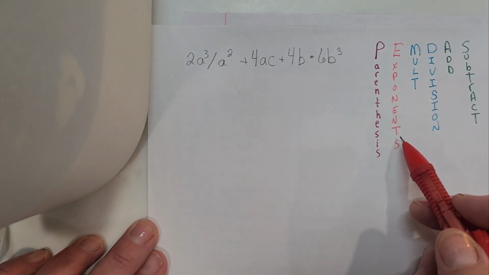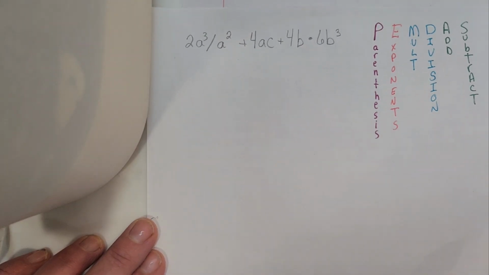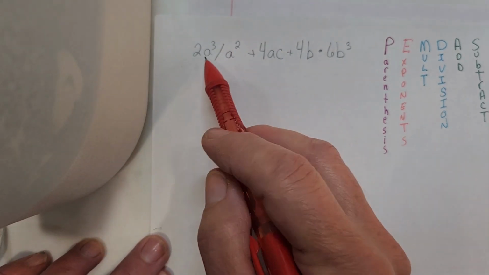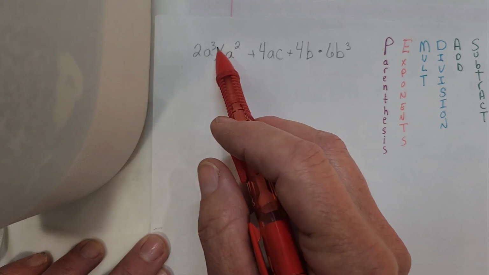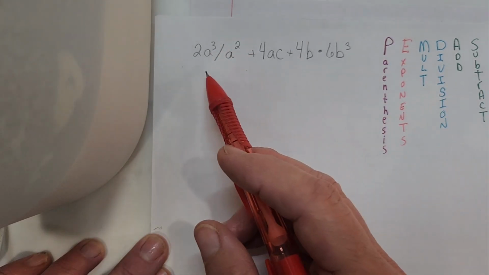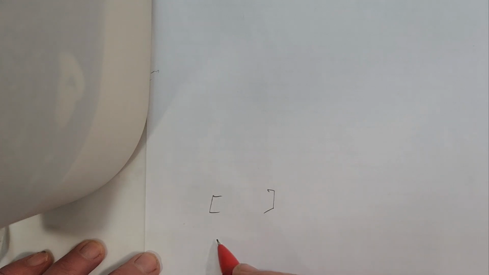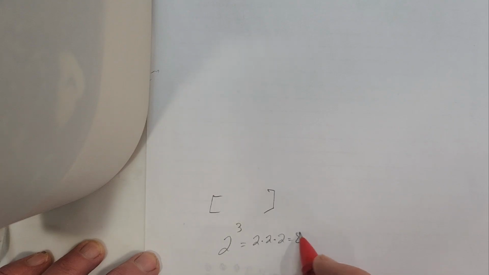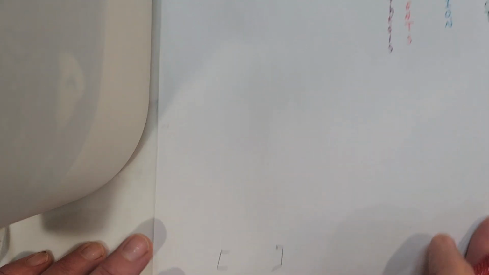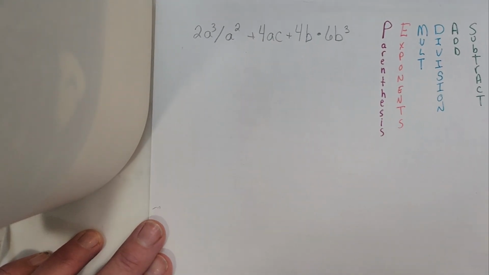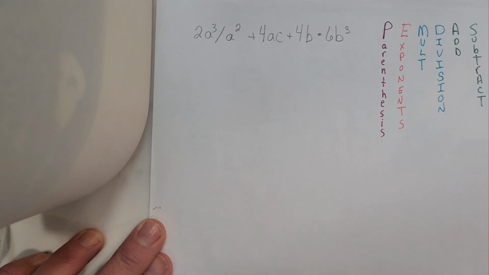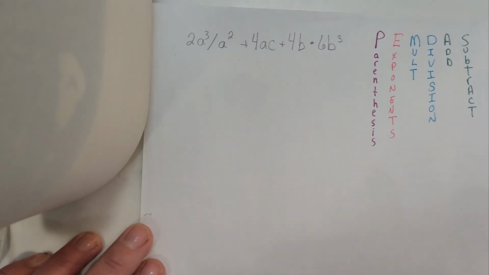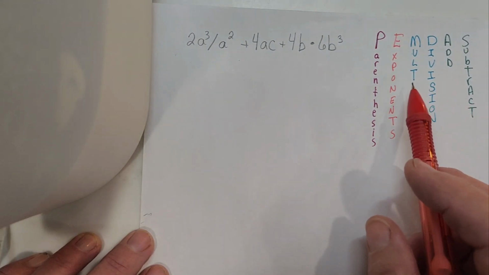Exponents would be the next thing. That's what they mean by exponents: if you have something like 2 to the third power, which is going to be 2 times 2 times 2. So that has an actual answer to it. There's none of these exponents here that we can actually do any math to. So let's see. The next thing is multiply or divide.